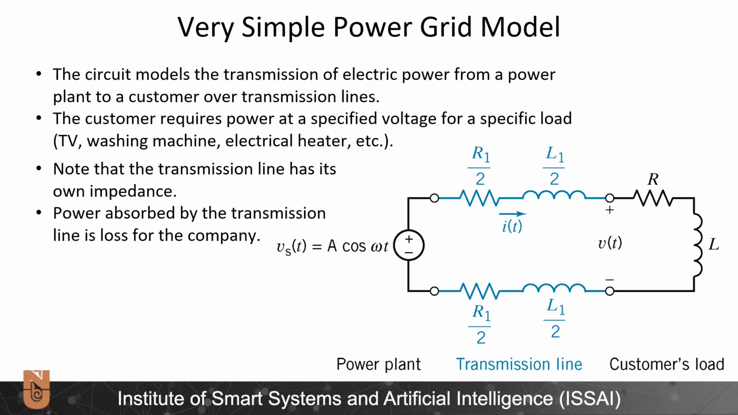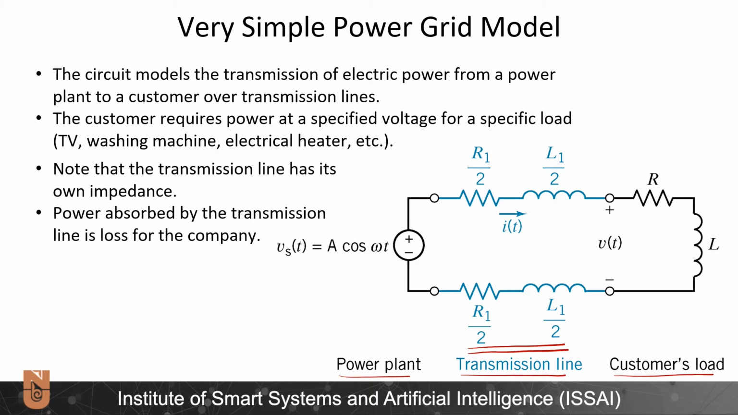Now let us study a super simple power grid model. Of course, in reality, the power grid consists of many sources, many transmission lines and very many customer loads, but right now let's assume that it consists of a power plant which creates power, a transmission line which connects the power plant to the customer, and a customer as a load consisting of resistive and inductive loads. The customer requires power at a specific voltage, for instance, running the TV, washing machine, or electrical heater. The transmission line has its own impedance.